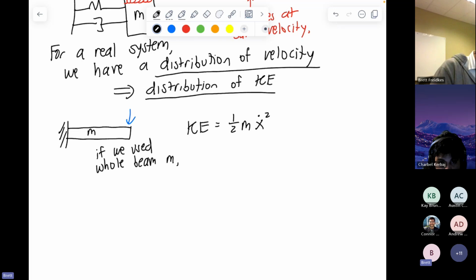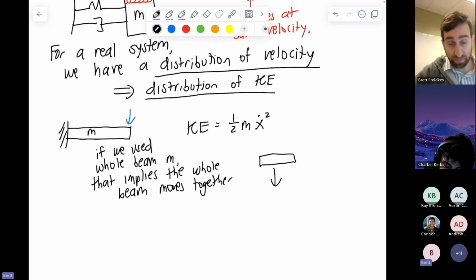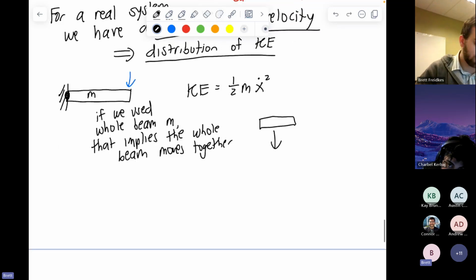Because if we use the whole beam m, that implies the whole beam moves as one whole unit. That implies the whole beam moves together, meaning there's literally no wall, it just falls or something. But because it's attached to the wall, this distribution of kinetic energy doesn't work. We need to use this distribution of kinetic energy, as this guy on its own doesn't work.